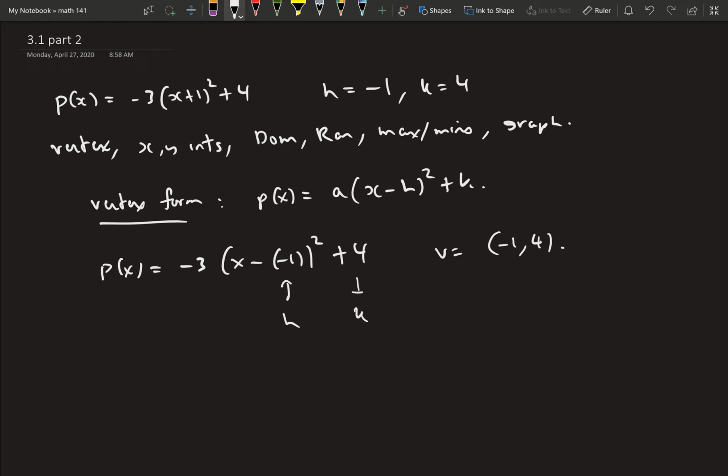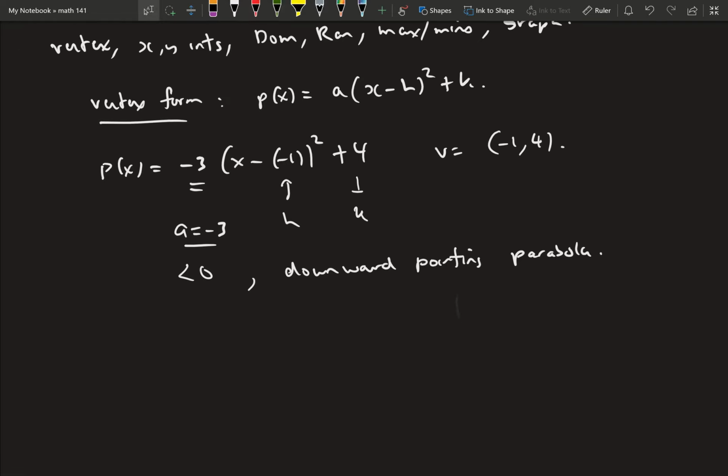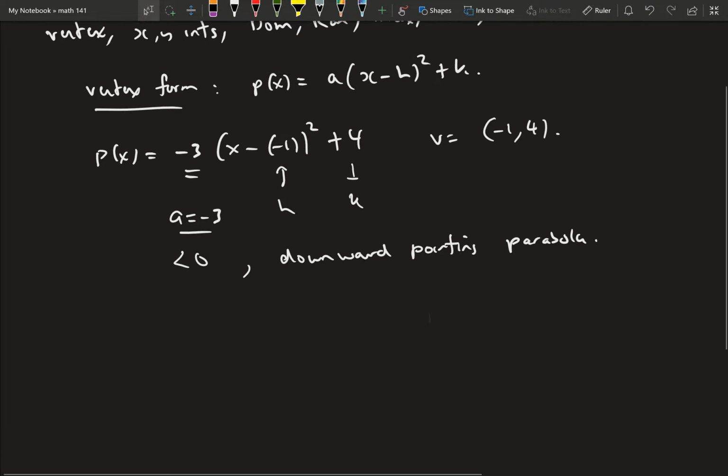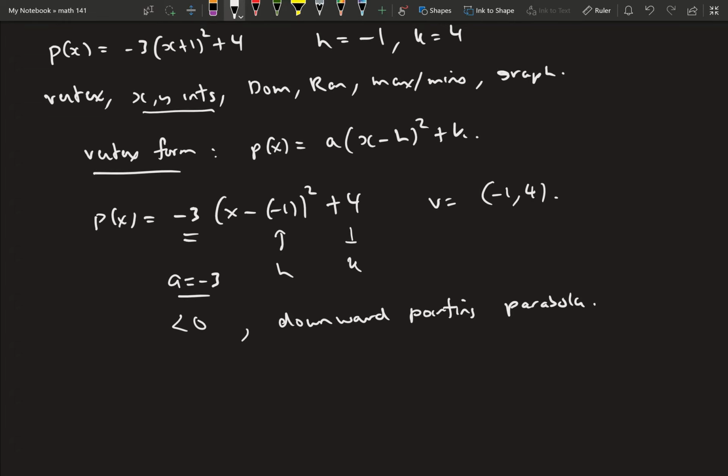And our a value, this a is minus 3. That's negative, so that's less than 0. So we're going to have a downward pointing parabola. And so let's go ahead and graph it. That's enough information to at least get the basic graph. Well, actually, I guess let's get our intercepts as well so we can label those.